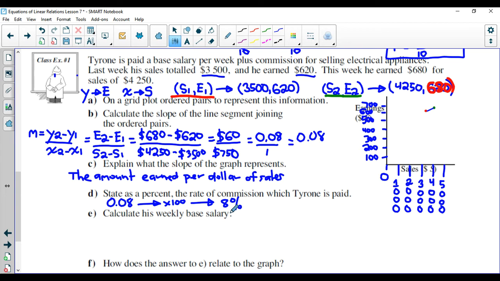Okay, now E says calculate his weekly base salary. So what's happening here is he gets a base salary regardless of how much sales he makes. And then once he starts making sales, he gets this really low amount of commission, although maybe 8% commission is good. I couldn't really say, I've never really worked in sales. Okay, but we want to figure out what the base salary is. If we go back to the graph here, we can identify what the base salary is off the graph. The base salary is your salary before any sales.